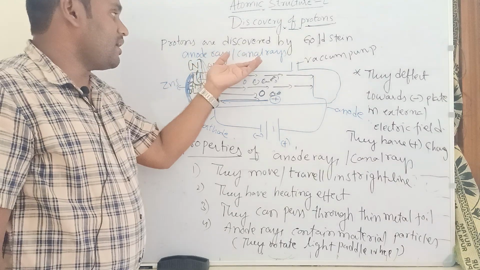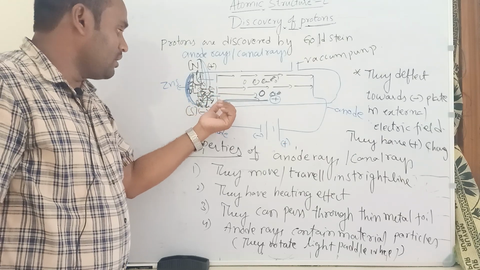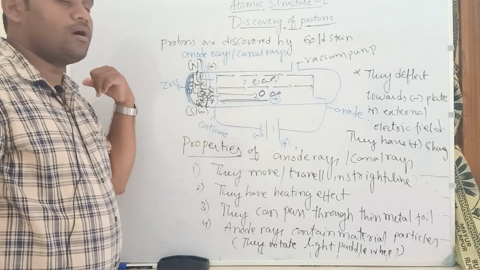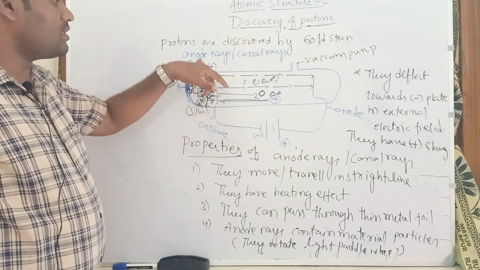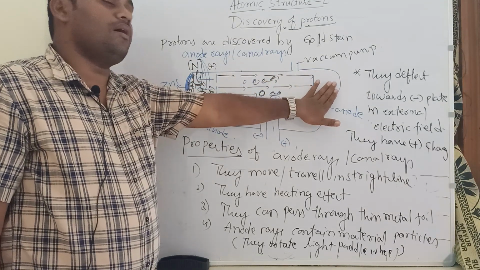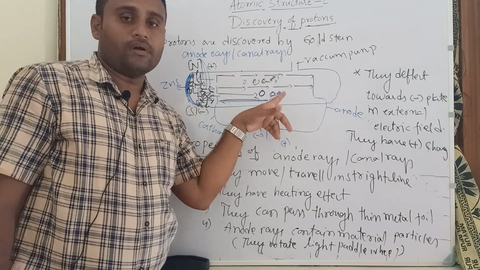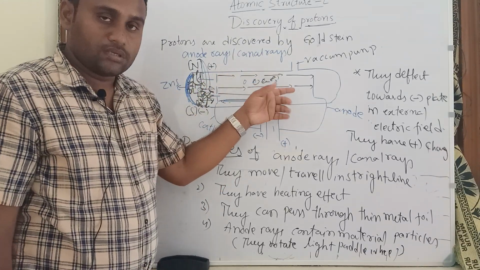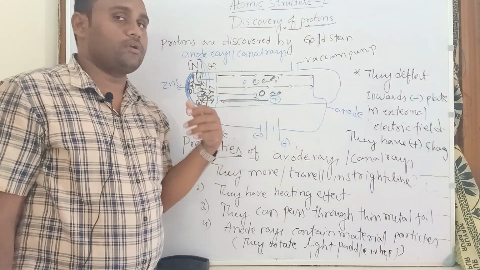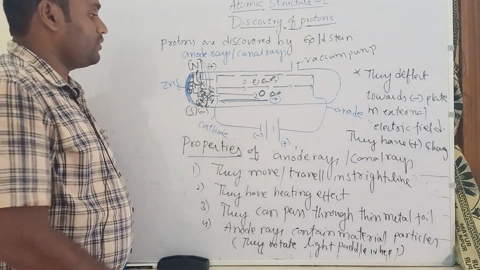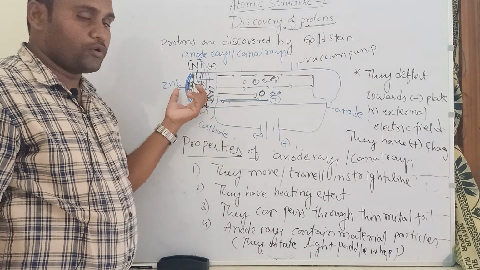So why are they called canal rays? Because they pass through the canals, through the holes of the cathode. That's why they are called canal rays, right? And these canal rays or anode rays are not generated from the anode, but they are produced inside due to ionization of gas molecules by the cathode rays. They are produced inside the discharge ray tube due to ionization of the gas molecules, and they are attracted towards the cathode. They move towards the cathode.